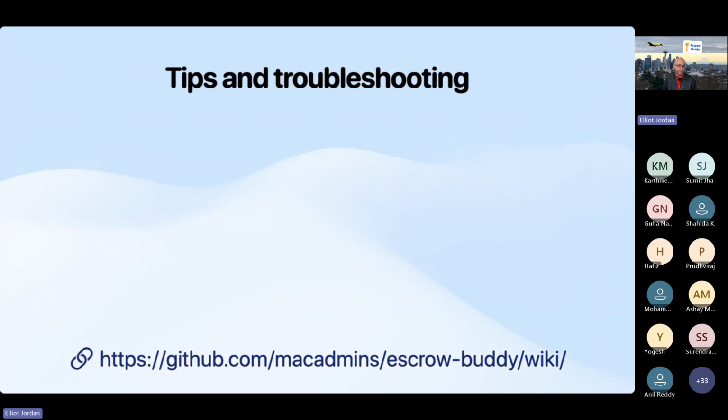So some miscellaneous tips and troubleshooting techniques that might be helpful as you're deploying Escrow Buddy include reading the logs. You would use the log show or log stream commands to do this. There's some information on the wiki about the specifics, but that is the way to read the local logs. If Escrow Buddy is not working the way you expect it to, that's the first step.